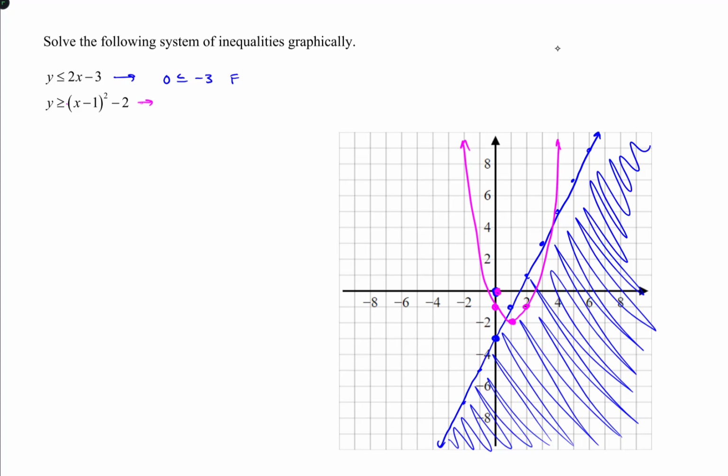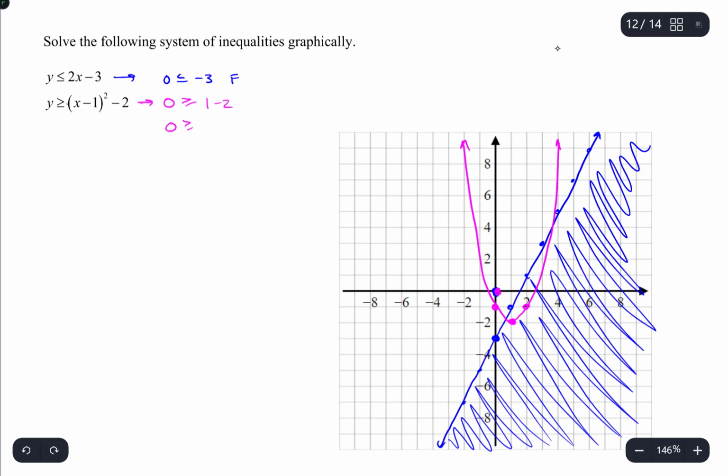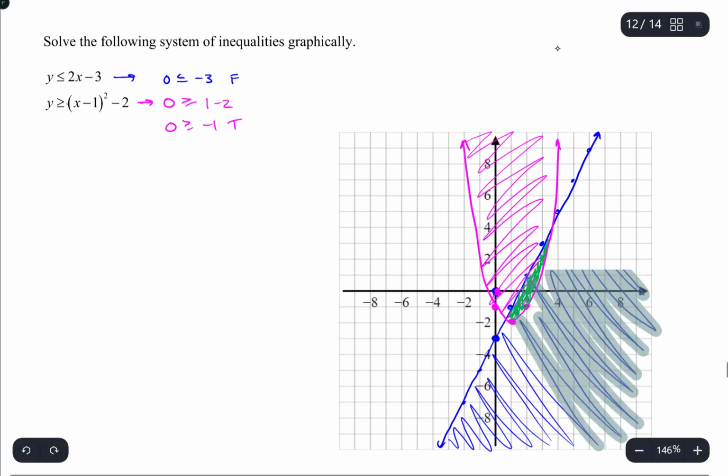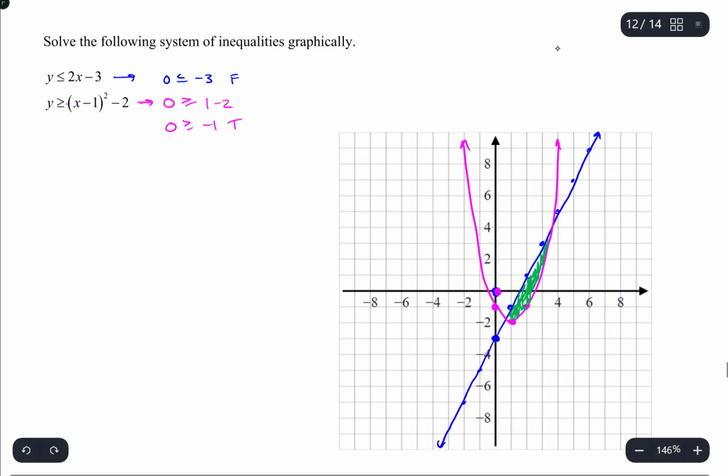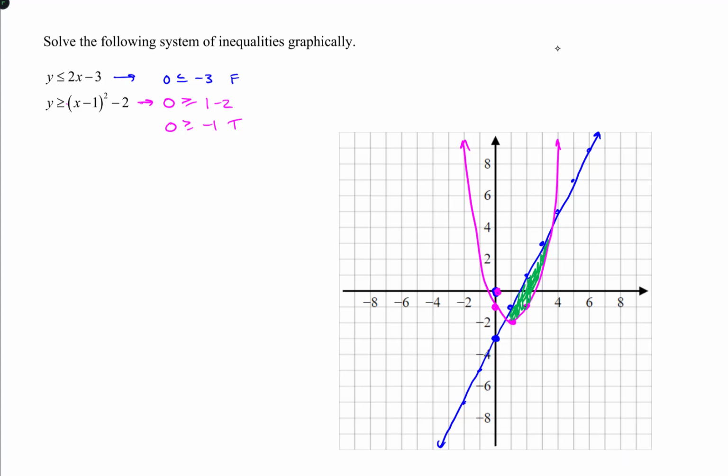So if I take the origin and plug it in, I would have 0 is greater than or equal to 0 minus 1 quantity squared becomes +1 minus 2, so that 0 is greater than or equal to -1. And that's a true statement. So what that means is I need to shade the part of the parabola that contains the origin. So this little sliver right through here, this region, that's the intersection of both of those two shaded regions, and I'll erase these others so that it's a little more evident. But that's the solution to the system overall.